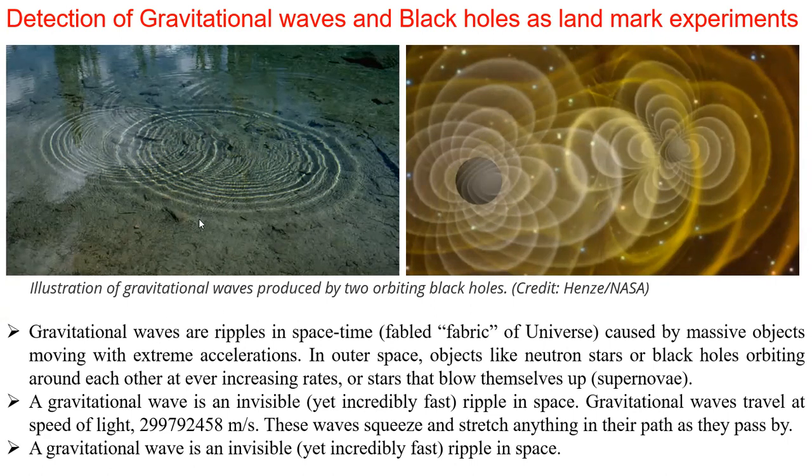Gravitational waves are ripples in space-time. Space means the path between, and time means it can go back or go forward. It is like the fabric of the universe, caused by massive objects moving with extreme acceleration. If an object is stationary, it may not generate any kind of wave like gravitational waves.